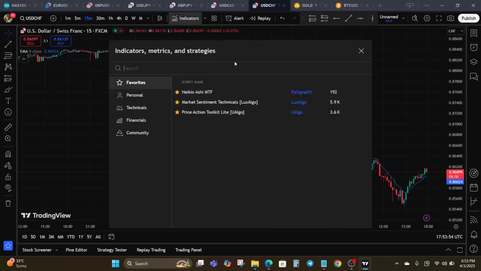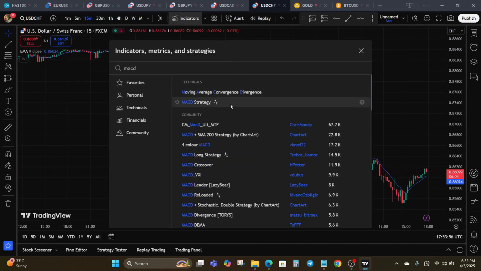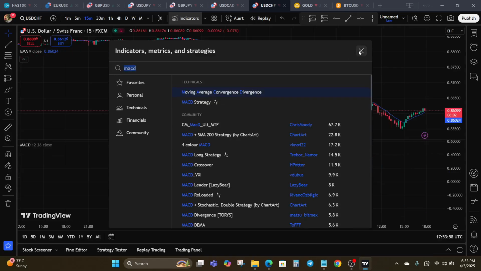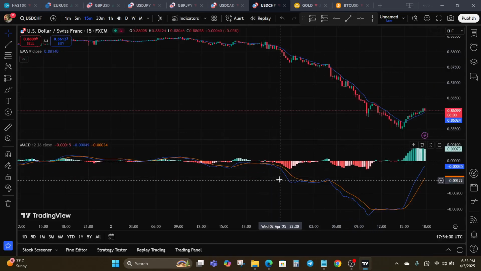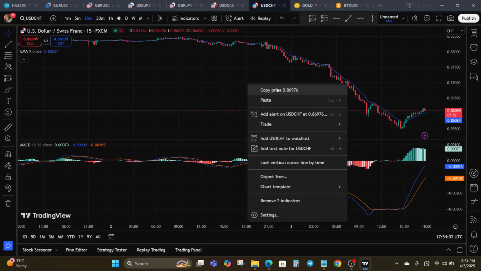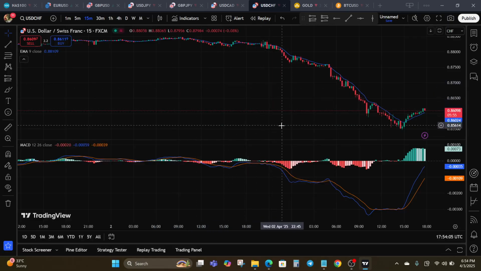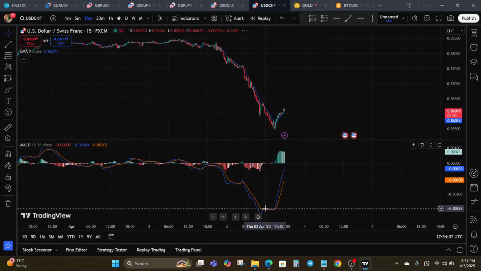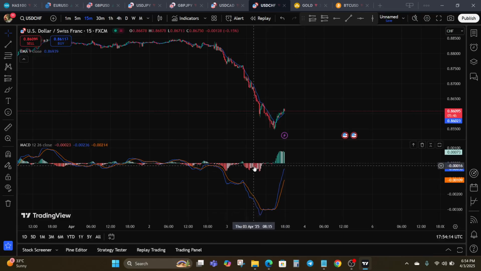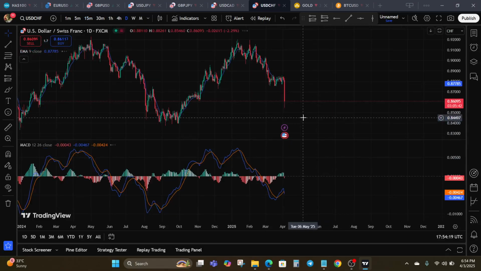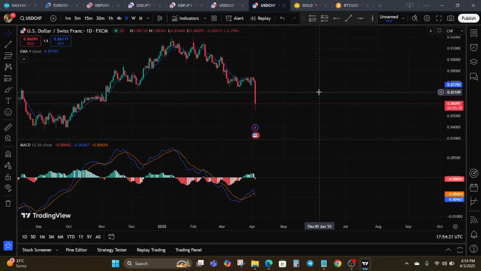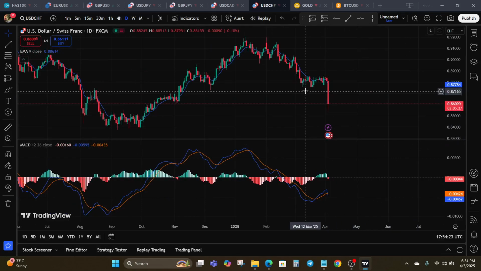Okay, then the MACD, on the other hand, the moving average convergence divergence indicator helps us measure momentum. It consists of the MACD line, the signal line, and a histogram that visually shows momentum strength. When you combine the MACD with the EMA, it helps confirm whether a trend is truly strong or if it is about to reverse.